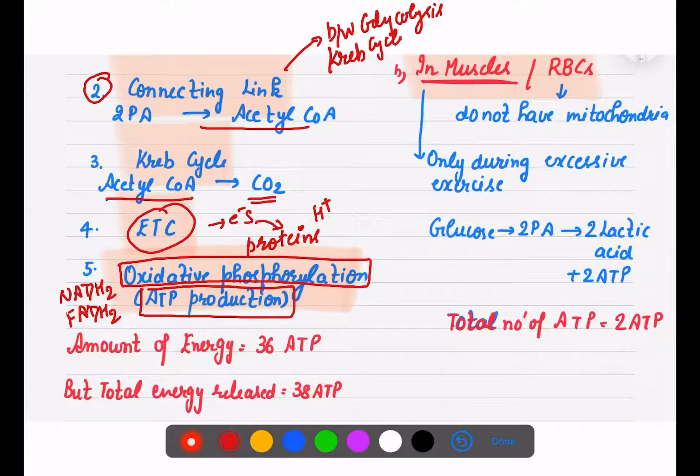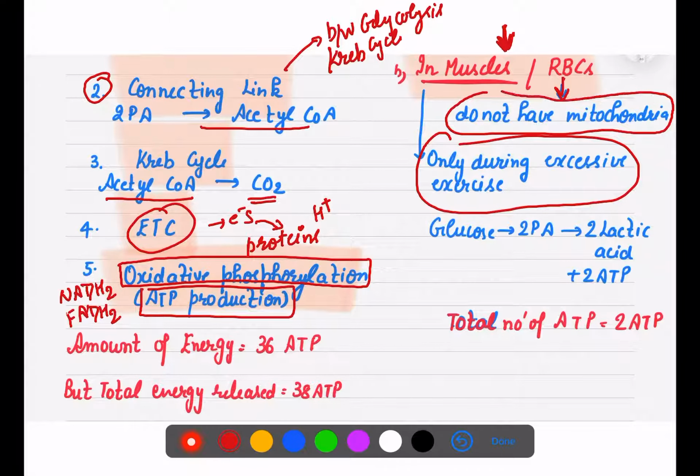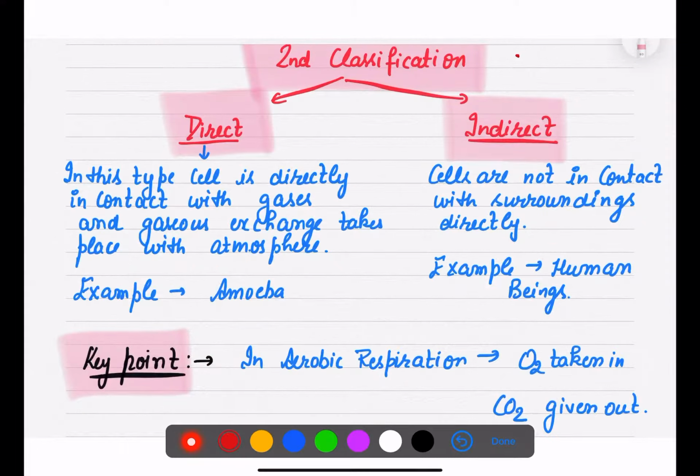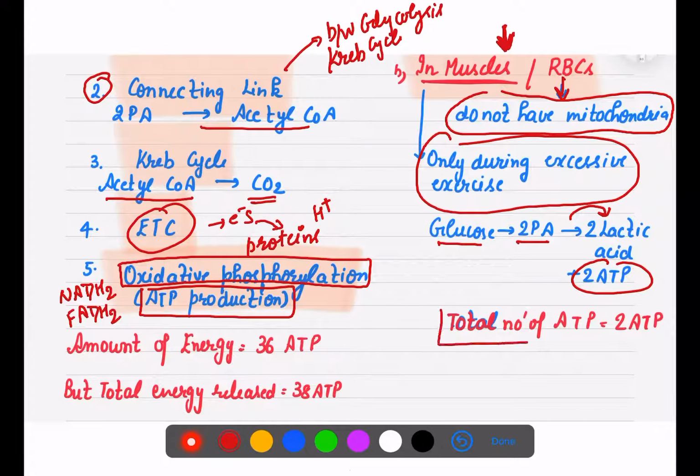So we already have an idea that if anaerobic respiration is happening in us, it happens in muscles only, and only if we are doing very excessive exercise. In RBC also there is anaerobic respiration, because RBCs do not have mitochondria. So what is happening in case of muscles and RBC? Glucose will change into pyruvic acid, and pyruvic acid will form lactic acid as well as 2 ATP molecules. Lactic acid is specifically formed in case of muscles.